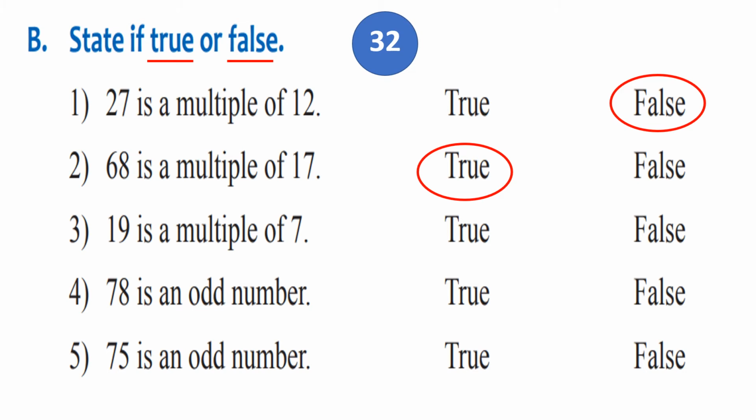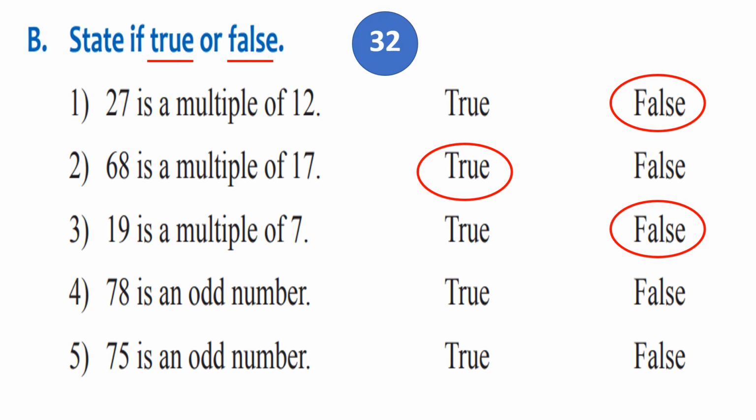Number 3. 19 is a multiple of 7. If you divide 19 by 7, it cannot be; you have a remainder. So the answer here is false.